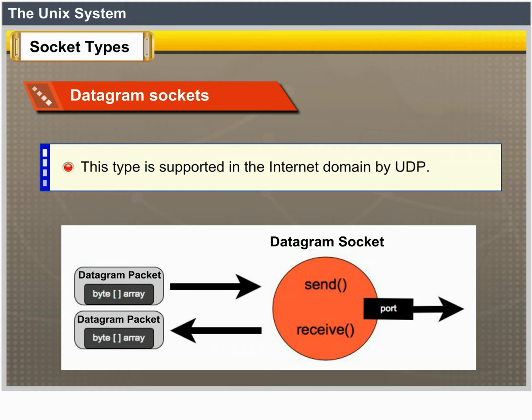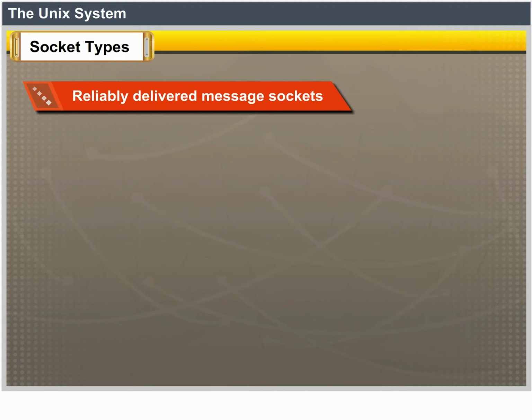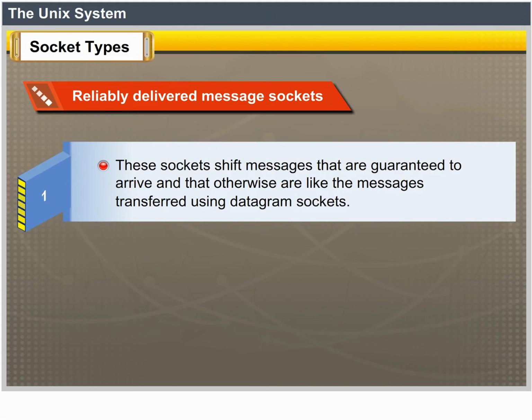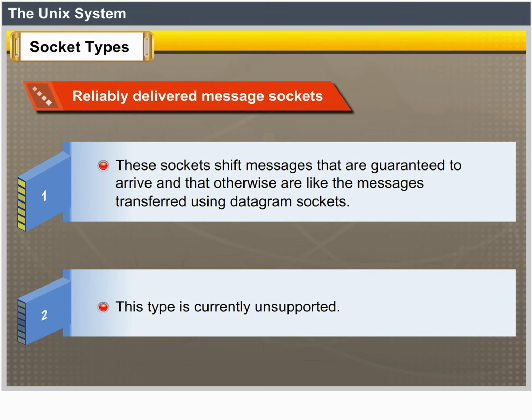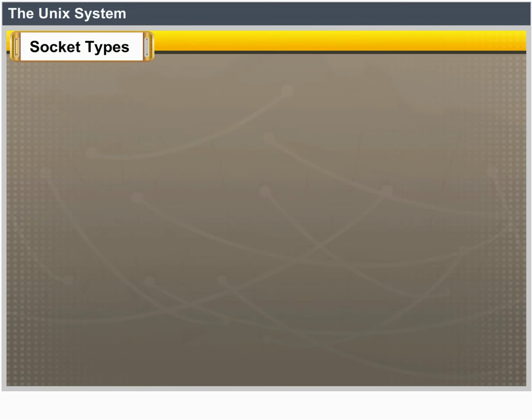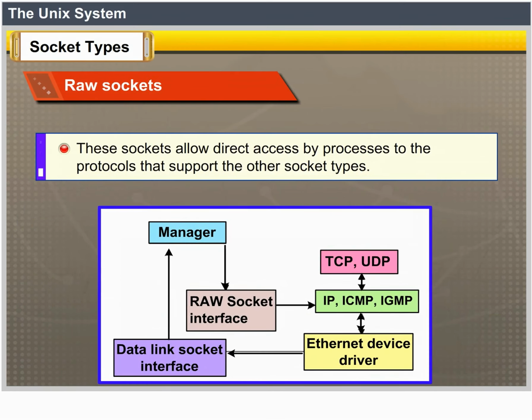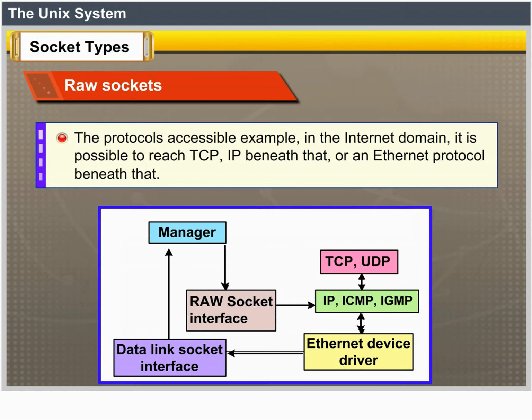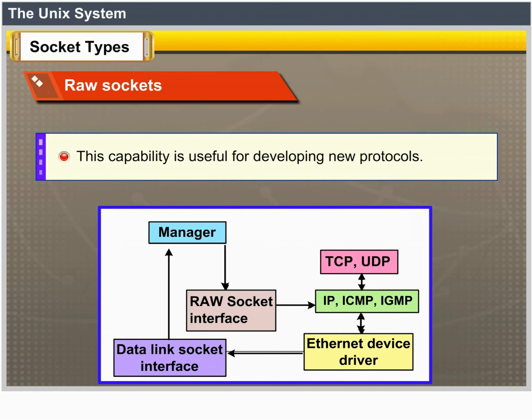Reliably delivered message sockets. These sockets transfer messages that are guaranteed to arrive and that otherwise are like the messages transferred using datagram sockets. This type is currently unsupported. Raw sockets. These sockets allow direct access by processes to the protocols that support the other socket types. For example, in the Internet domain, it is possible to reach TCP, IP beneath that, or an Ethernet protocol beneath that. This capability is useful for developing new protocols.